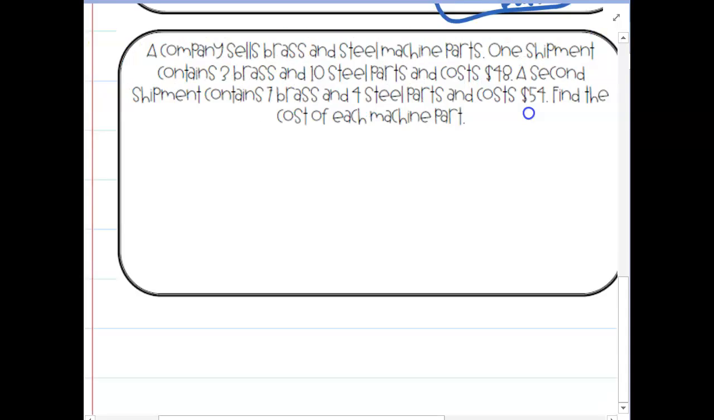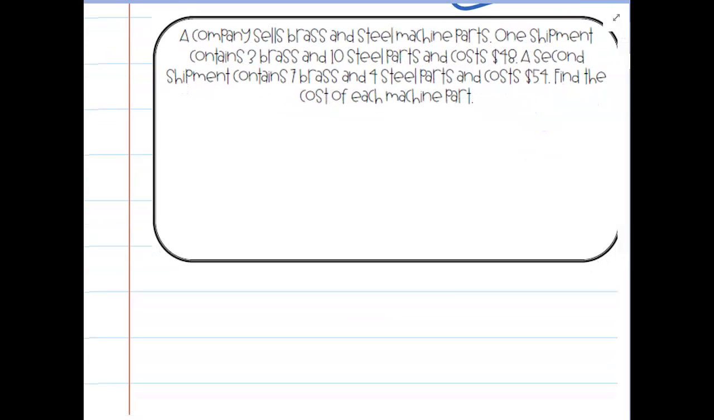All right, this one. First thing, read the entire problem through. A company sells brass and steel machine parts. One shipment contains 3 brass and 10 steel parts and costs $48. A second shipment contains 7 brass and 4 steel parts and costs $54. Find the cost of each machine part. Okay, read the whole problem through. Next thing, I need 2 variables. Go to that last sentence. It will usually tell you what variables you're looking for. Find the cost of each machine part.